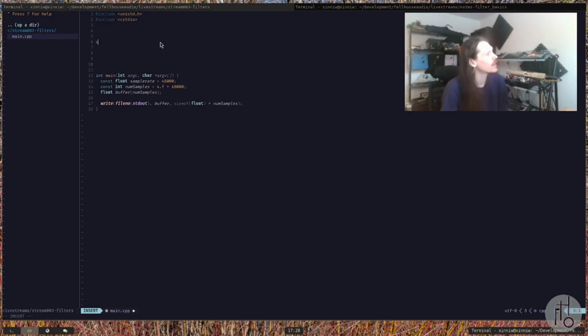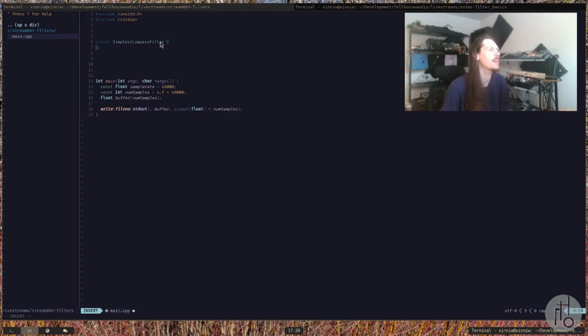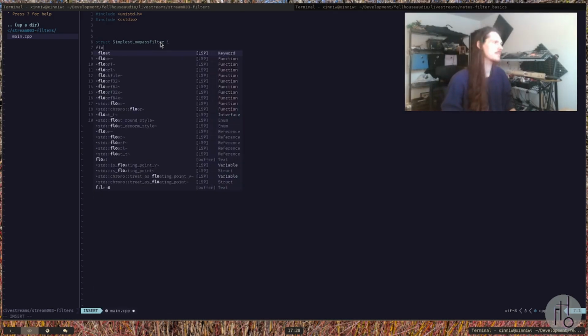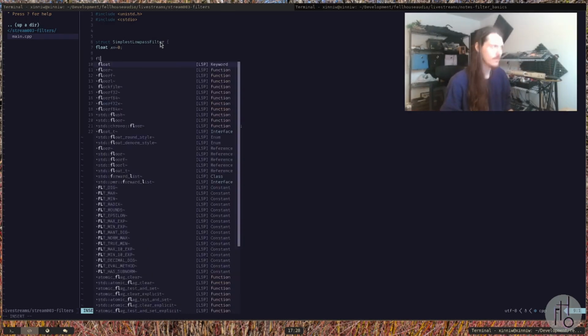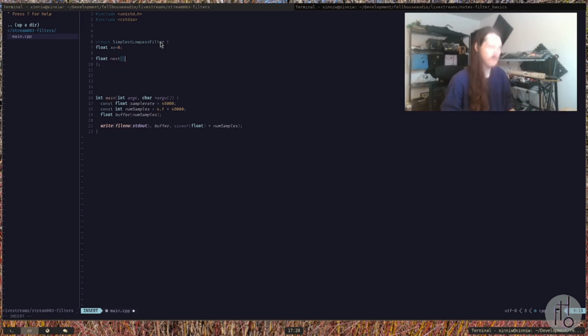We're going to build it. All right. We're going to make a struct called SimplestLowpassFilter. And this thing has exactly one piece of state. It's a floating point number, and it's going to be the previous sample. Okay. And then here's how we implement this filter. It's really easy. It takes in the current sample, and then we're going to say float yn.